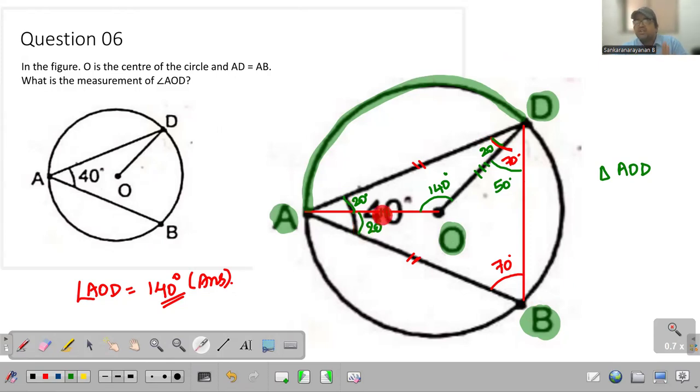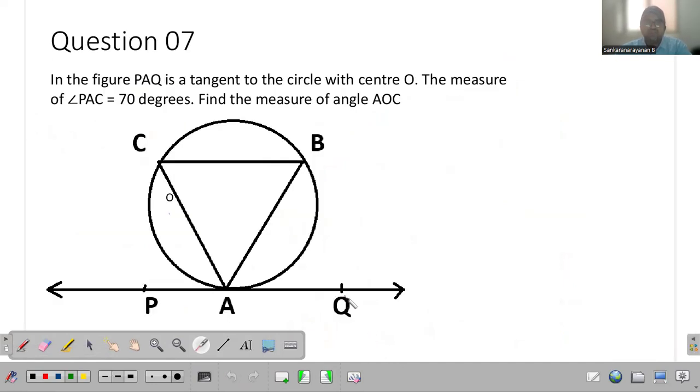So all these measurements, I have marked here. That is just an add-on for you, for your extra learning. The question asked, what is the measurement of angle AOD? I can say that is 140 degrees and that is the final answer for our question. We have already arrived at the same, but just for your information. Okay. Now let's consider the next question here.